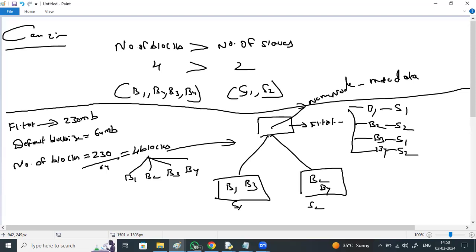B1 in S1, B2 in S2, B3 in S1, B4 in S2, right? B1, okay.